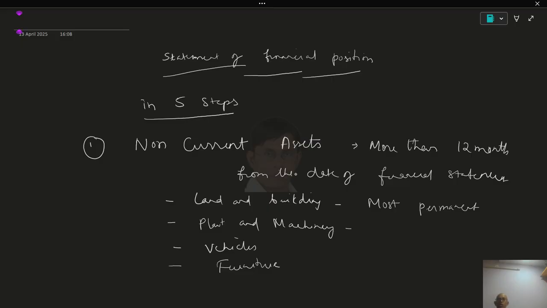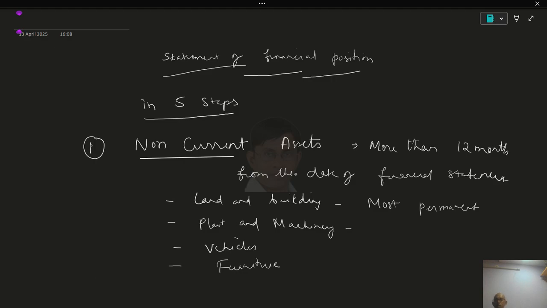So, non-current assets are those assets which are intended to be used in the business for more than 12 months from the date of financial statement, and they should be written down in the order of permanency. So, first land and building, then plant and machinery, vehicles. Based on whatever items the business has, you have to use your common sense and prepare the list. So, that is the first step. You have to write down the list of non-current assets.